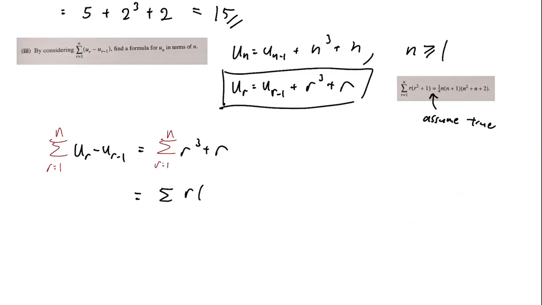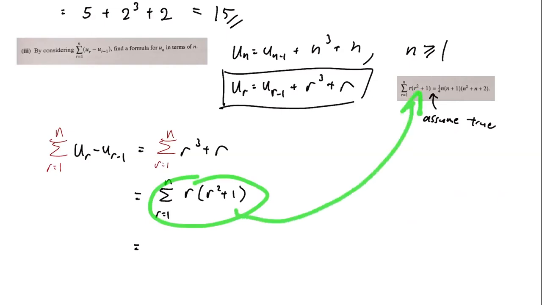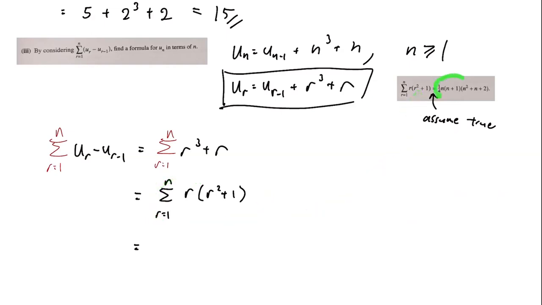Wait. Isn't that just r times r squared plus 1? Right? Okay. This looks very familiar. Oh, right. It's right over here. It's from part 1. So we can just use the formula and then substitute in. So it's just 1/4 n multiplied by n plus 1 multiplied by n squared plus n plus 2. Okay, then that's it. We have found our formula.